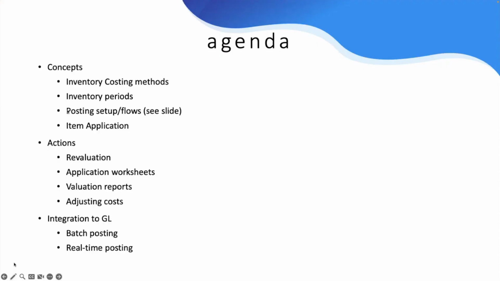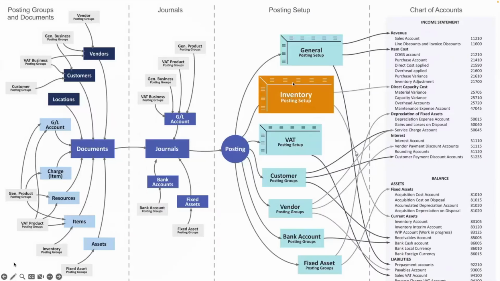All right, the next topic, which we'll spend a few minutes on, is posting setup or flows. This is to explain how we set up where inventory from a value perspective posts to on the general ledger, whether it be balance sheet or income statement. And I hope to not dazzle you too much with this next slide, but it is a good slide to try and explain what's going on. Before you run away, please just calm down.